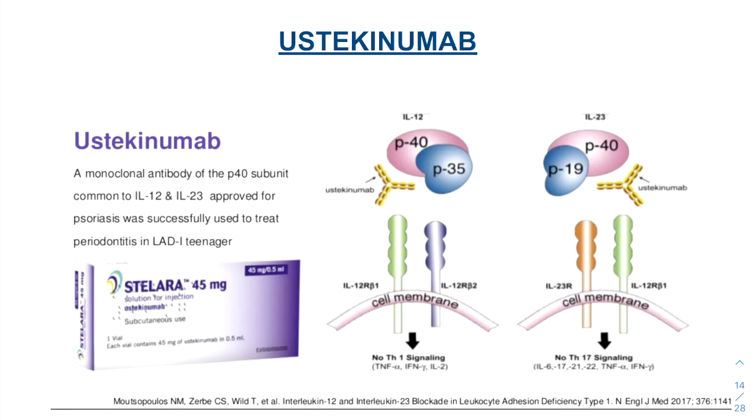Ustekinumab is a monoclonal antibody that is directed against the P40 subunit, which is common to interleukin-12 and interleukin-23. And it has already been used in psoriasis and psoriatic arthritis. This monoclonal antibody, which is directed against interleukin-12 and 23 through its P40 subunit, was used successfully to treat refractory periodontitis and sacral ulcer in a patient of LAD-1 as reported by Musoplus et al.